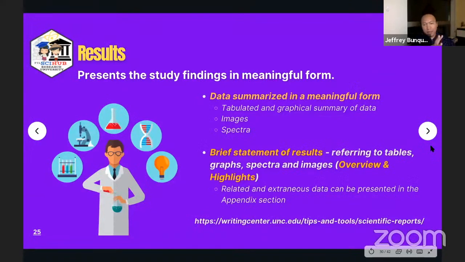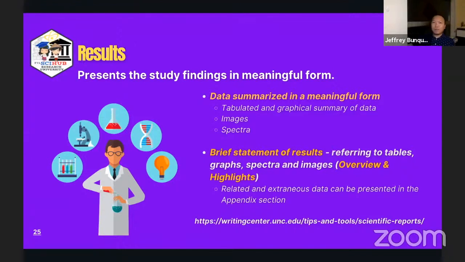Okay, materials and methods. After that, may idea na po sila ano ba yung approach na ginawa ninyo for the study. And then this section is typically followed by the results section. So the results section presents the study findings in a meaningful form.